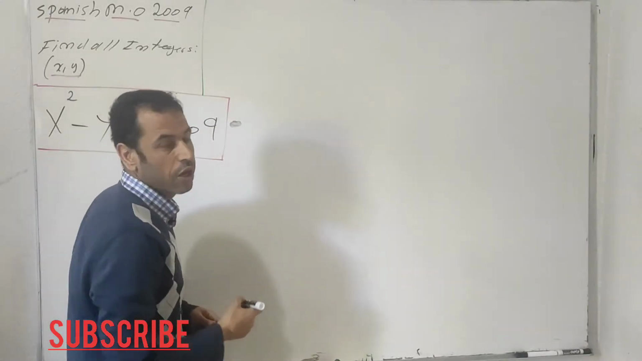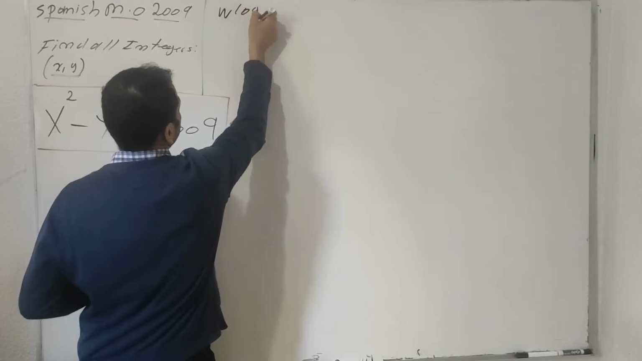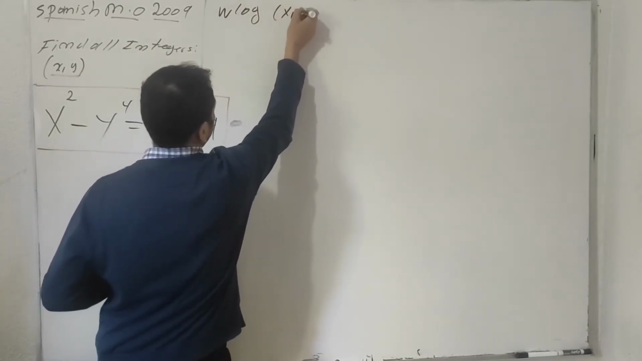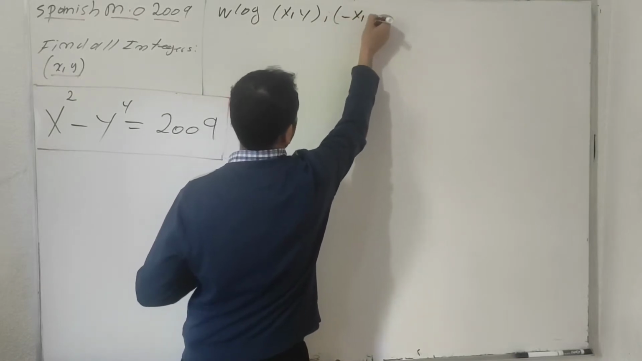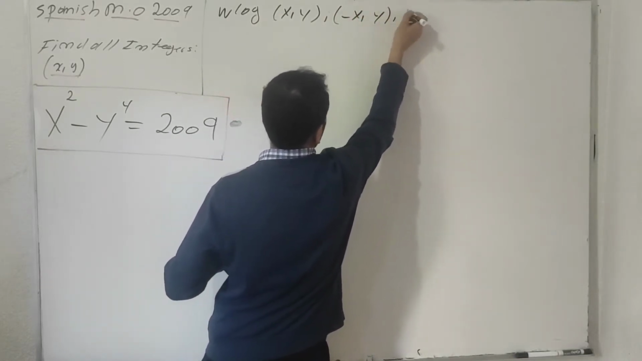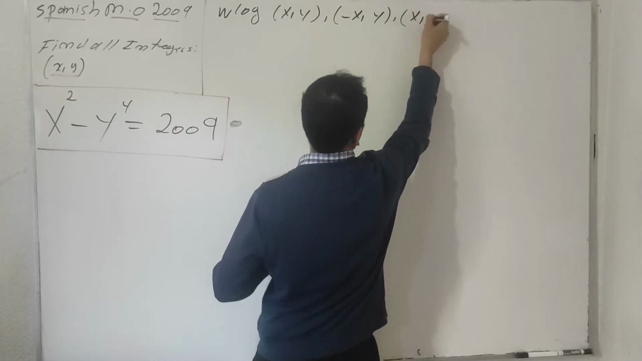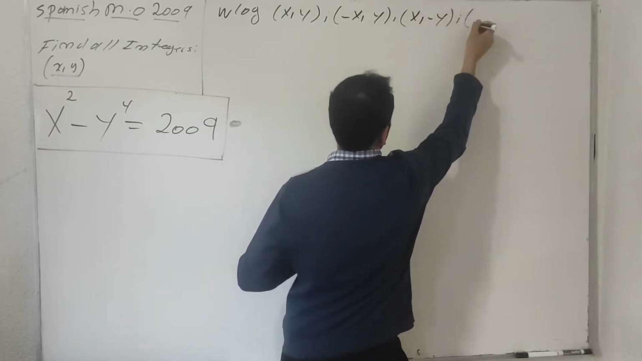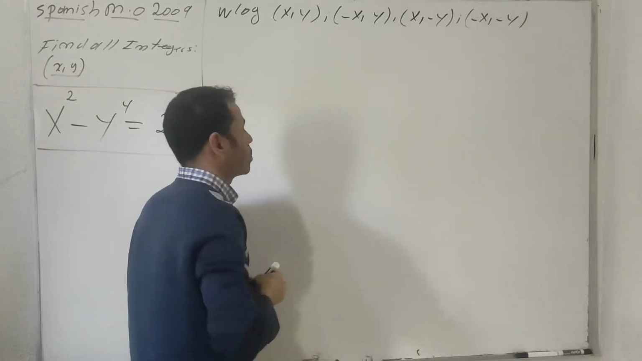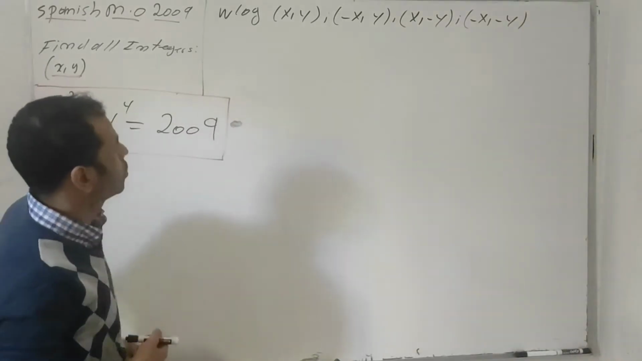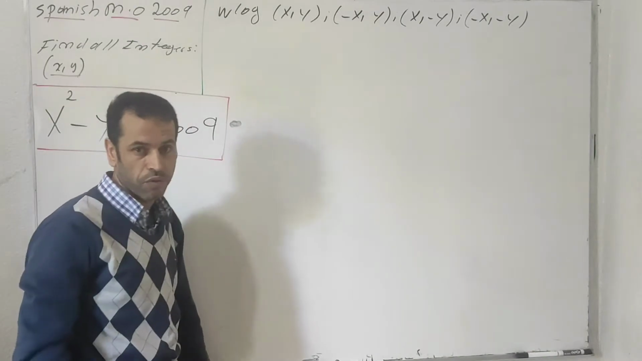Without loss of generality, if x and y is a solution, then minus x and y is a solution, x and minus y is a solution, and minus x and minus y is a solution, because we have x squared and y to the fourth, so we are going to consider the negative solutions as well.